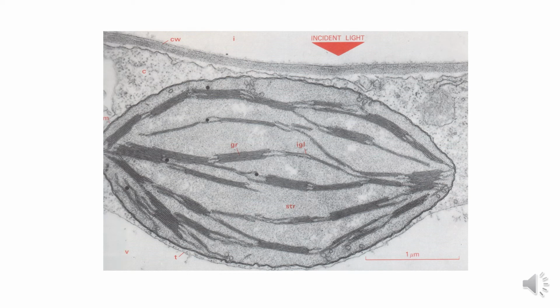It's on that membrane that you'll find the chlorophyll molecules that trap light. The other part of the chloroplast you need to know here is labelled STR, and that stands for stroma. That's the equivalent of the matrix in the mitochondria. And you've got lots of enzymes there which are going to be involved in photosynthesis as well. CW at the top, I suggest that must be the cell wall.